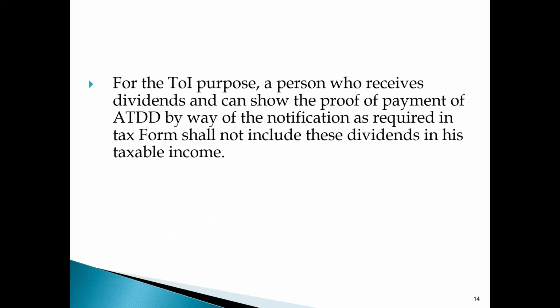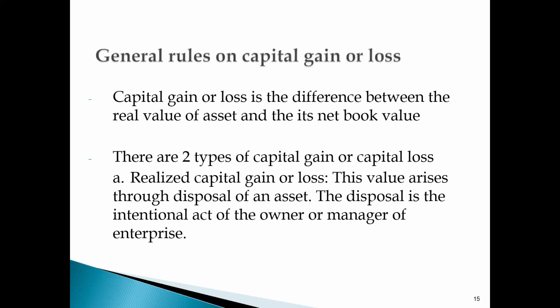Okay, this is what they just try to explain. For TOI purposes, a person who receives dividends and can show the proof of payment of ADDT by way of the notification as required in the tax form shall not include this dividend in his taxable income. Generally it is exempt if you're a resident person receiving dividends. Any questions?